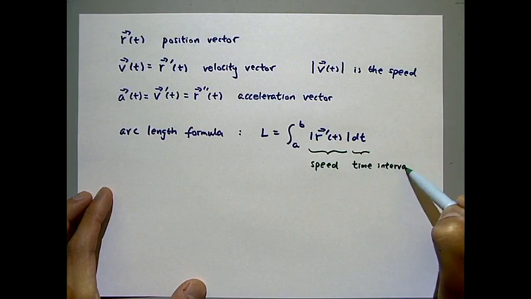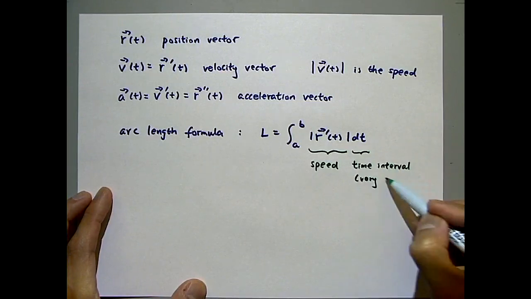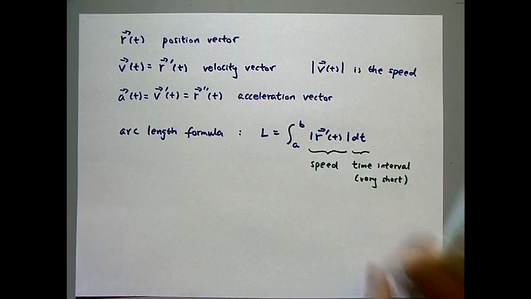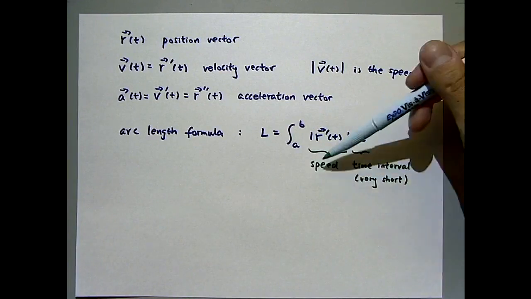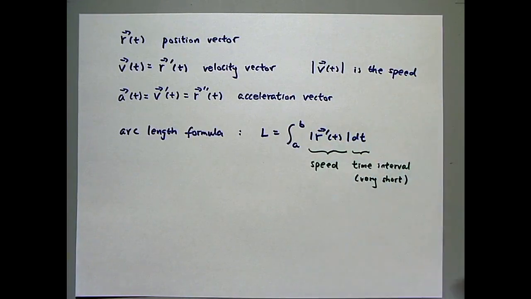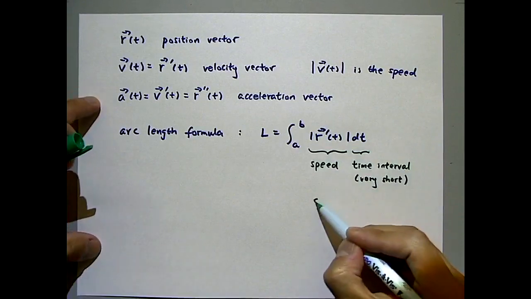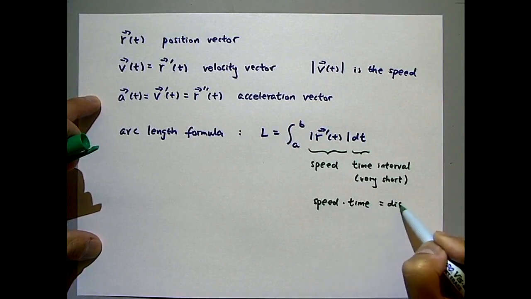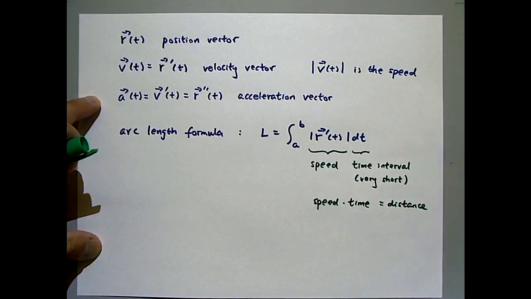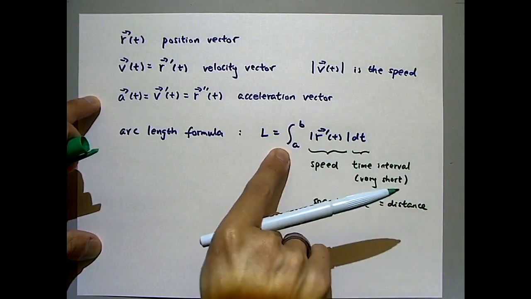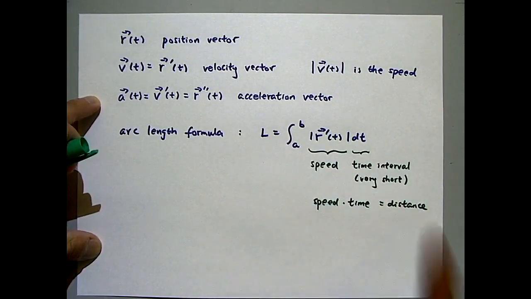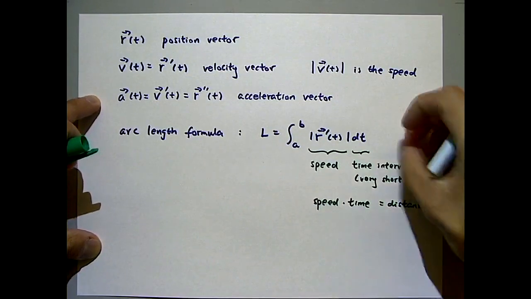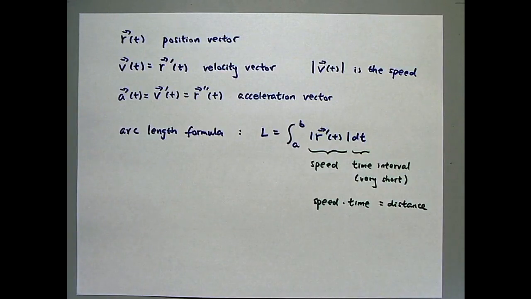Which is very short, because we've taken the limit to allow the time interval to shrink. We also know distance over time is velocity, so speed times time is distance. So what this formula is doing is an infinite sum of a bunch of little distances, one little chunk at a time. So that's how we get the arc length, right? How far you have traveled over a certain time interval.